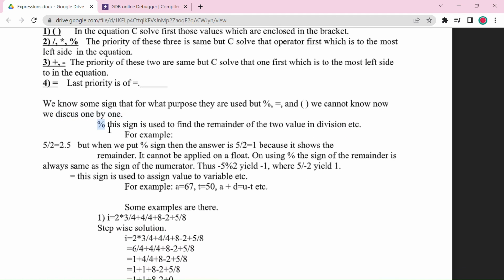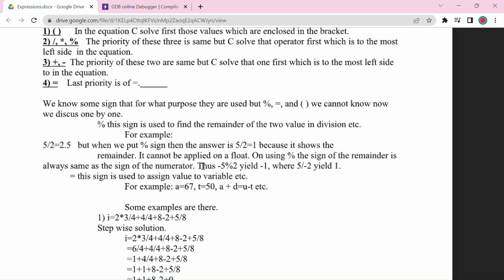This sign is used to find the remainder of two values in a division. If you are using percent, it's going to give you the remainder value. For example, 5 divided by 2 is equal to 2.5, but when we use the percent sign, the answer is going to be 1, because it shows the remainder. Because it shows the remainder, it cannot be applied on a float. On using percent, the sign of the remainder is always the same as the sign of the number.